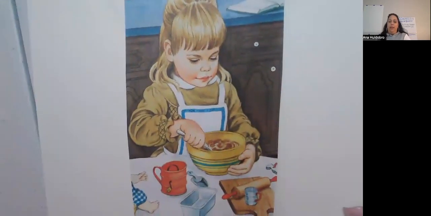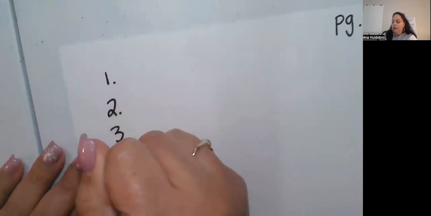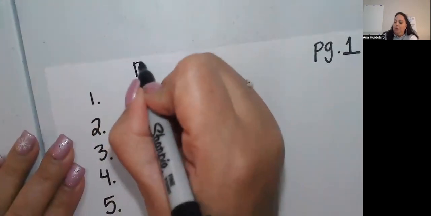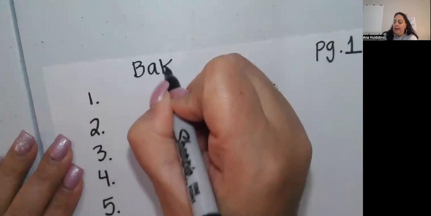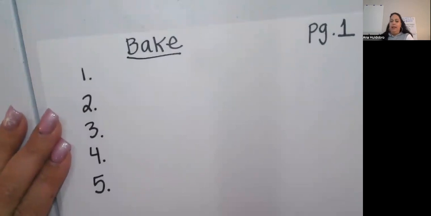All right, so here we saw a girl baking cookies. So I want you to number this paper 1, 2, 3, 4, 5. And I want us to focus on the word bake or baking. Bake or baking. Go ahead and copy that.